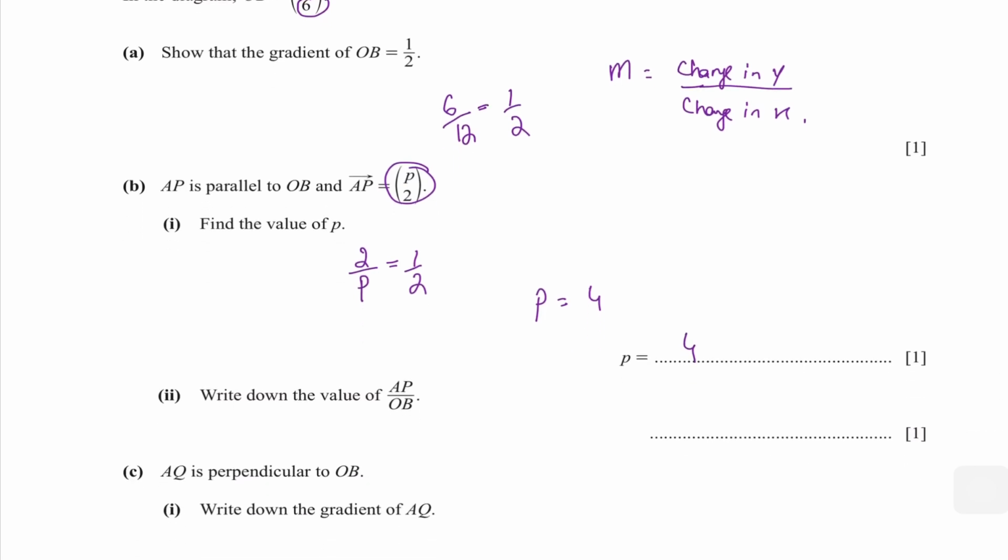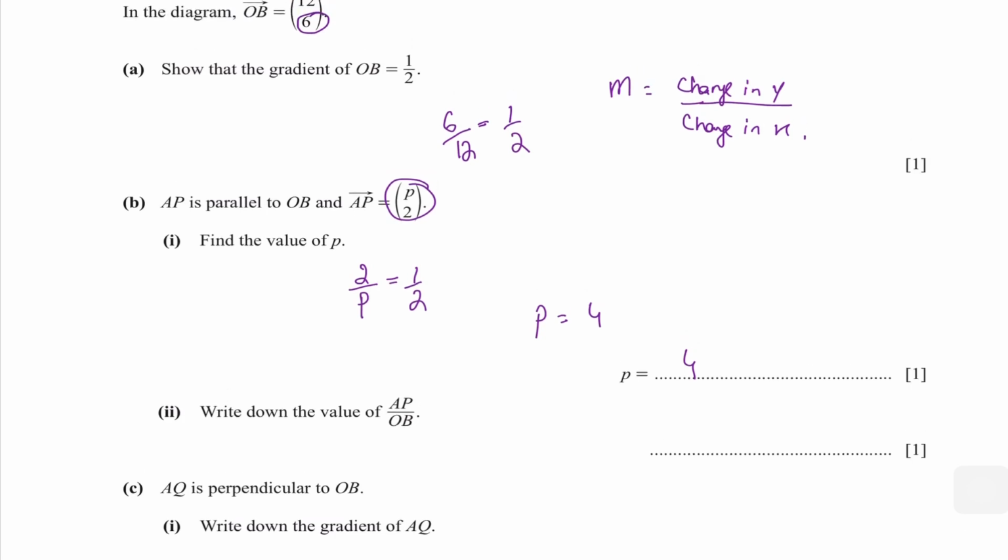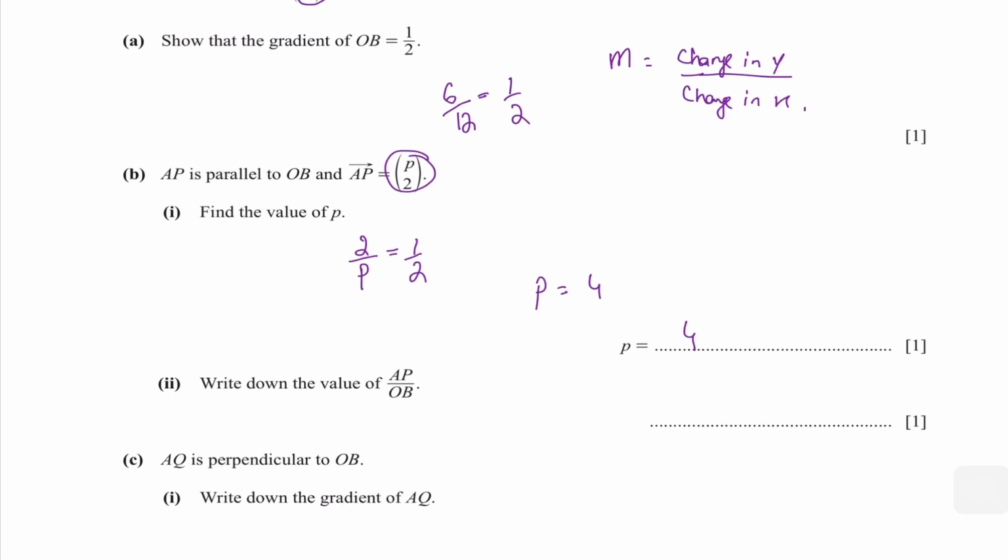Write down the value of AB upon OB. Okay, so for that what I'll have to do is take any 2 values and find out what their corresponding ratio is.